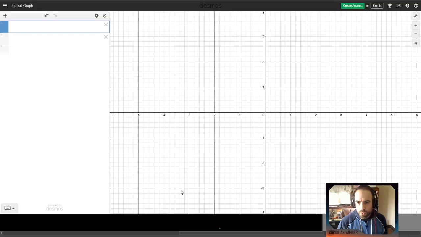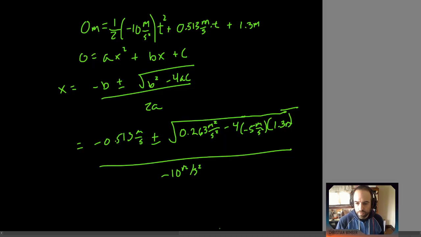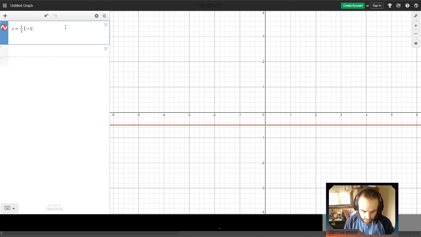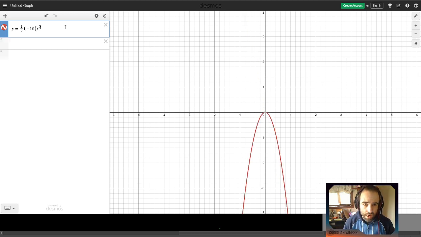Now, you could do this a few different ways. You could do this in a graphing calculator. You could do this all over the place. But what I'm going to do is just type it into Desmos and see what Desmos says the answer is. So on Desmos, we have to make sure our position is our vertical axis, so that'll be y. So y is equal to 1/2 times negative 10 x squared.